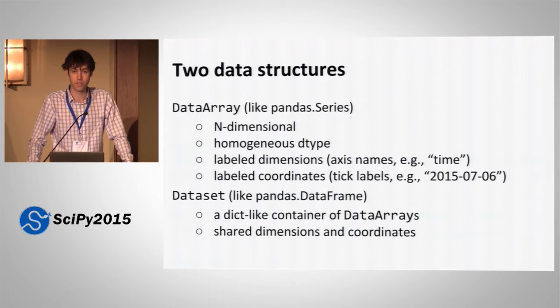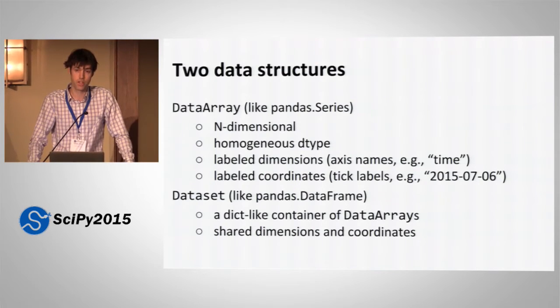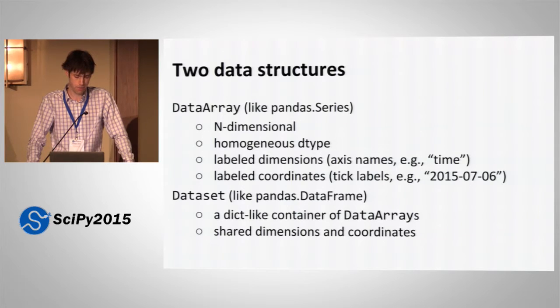So we have two data structures in xray. This is similar to the main data structures in pandas. The first data structure is a multidimensional array structure called a DataArray. It's like the multidimensional version of a pandas Series. So it's an n-dimensional array with a single homogeneous data type, pretty similar to what you would find in a NumPy array, except it has some extra metadata.